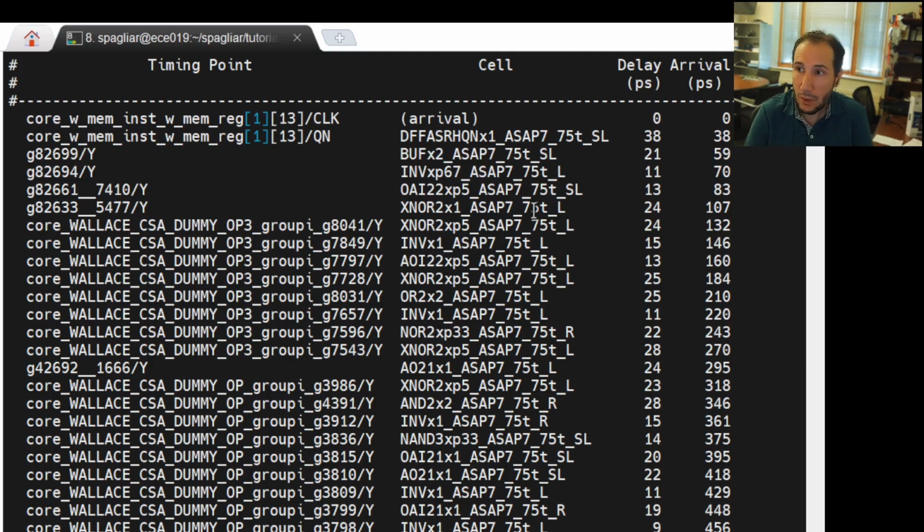How do we do this? We just look at the suffix of these cells. If they have L, it means they are LVT cells, SL is SLVT, and then R is regular VT. So look at this cell right here. This is in our critical path. There is one regular VT cell in our critical path. Not only that, the size of the cell is P33. So it's 0.33 the nominal size. So it's not upsized at all. It's not buffed up at all. This is a very strong indication that our critical path can be improved if we push the clock period, okay?